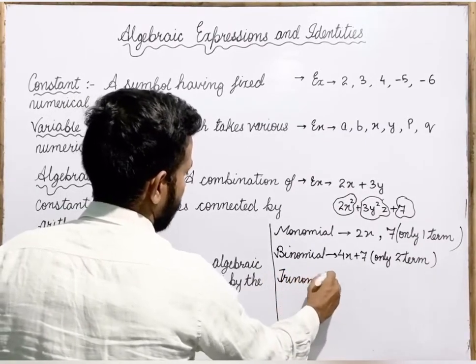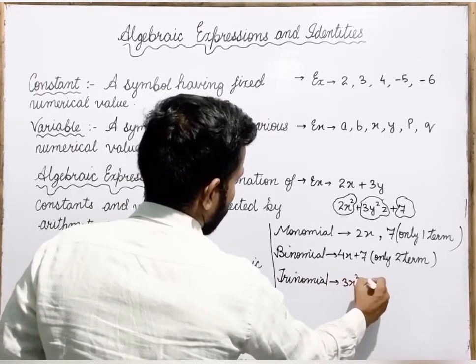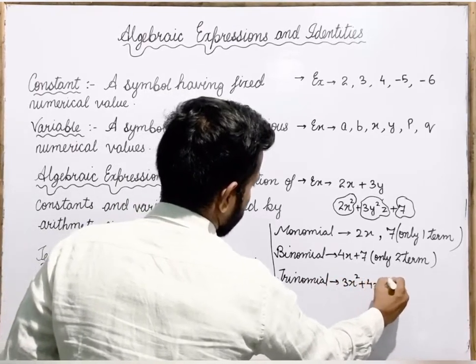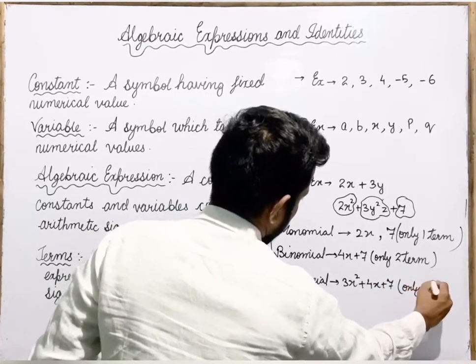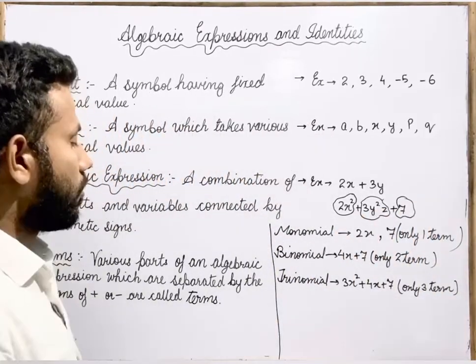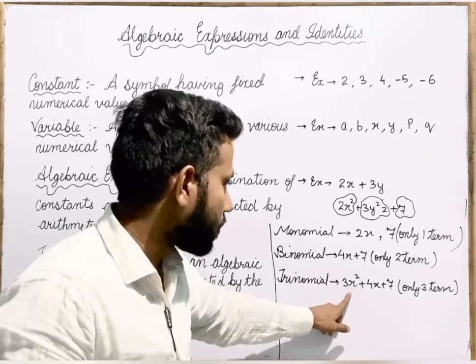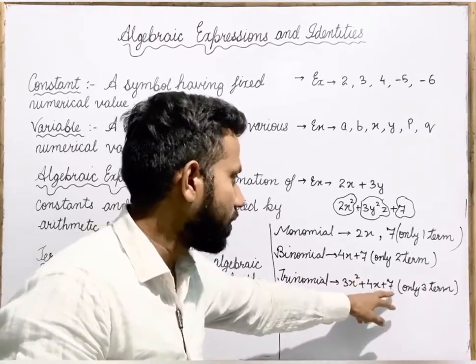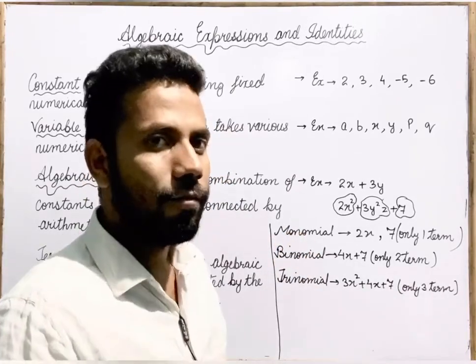Trinomial. 3x square plus 4x plus 7, only 3 terms. So this algebraic expression has 3 terms. 3x square is one term, then 4x and 7. So there are 3 terms, so this is known as a trinomial. But here we will come across something very tricky.